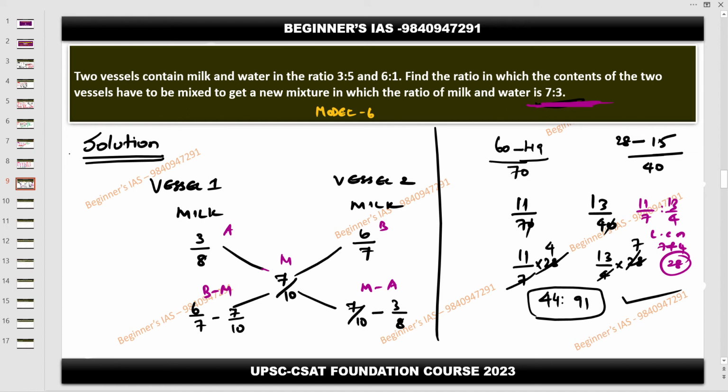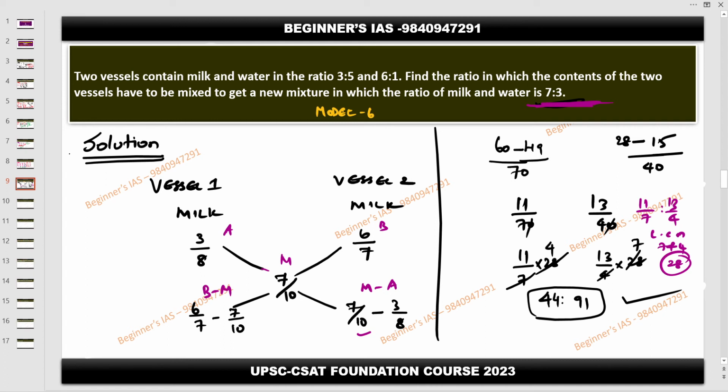Just check with the water and tell me whether you are getting the same answer or not. I'll wait. Water. What is the first side? First side is 5 by 8. In this side 1 by 7. Understood? Sir, how do we get 28 minus 15 by 40? Cross multiplication we get, no, sir? 60 minus 49 by 70.